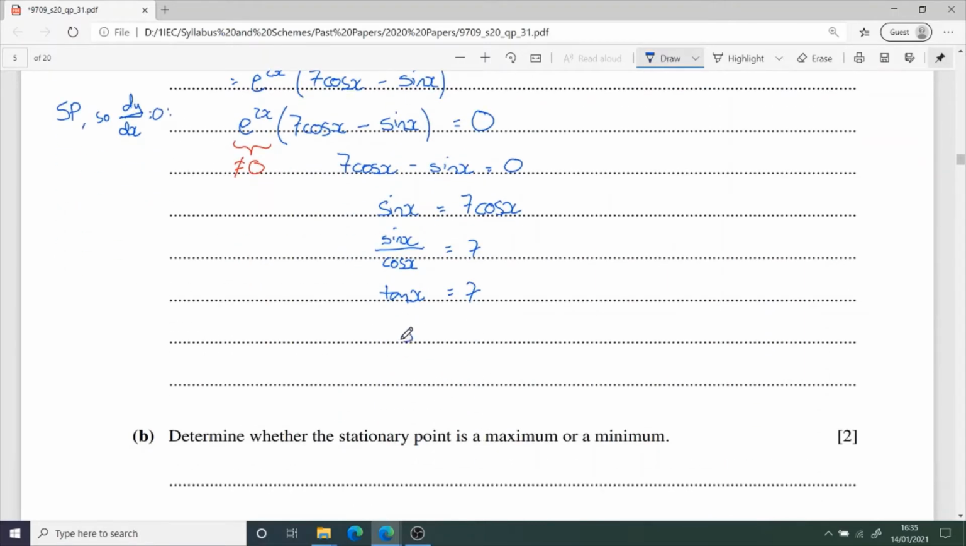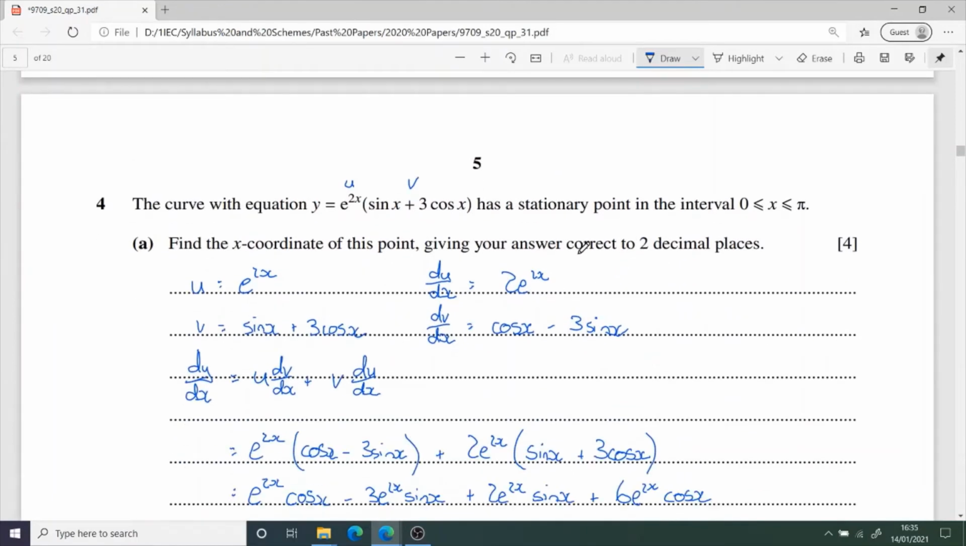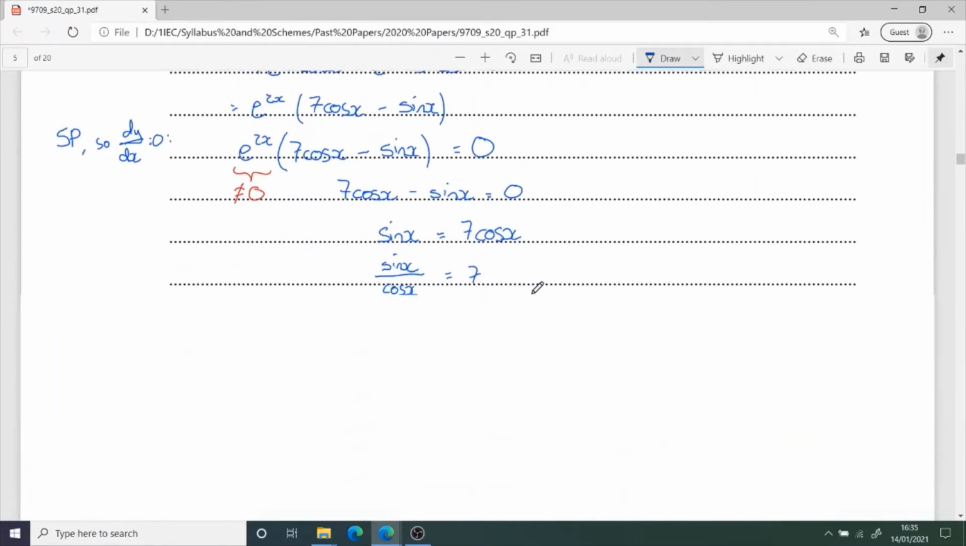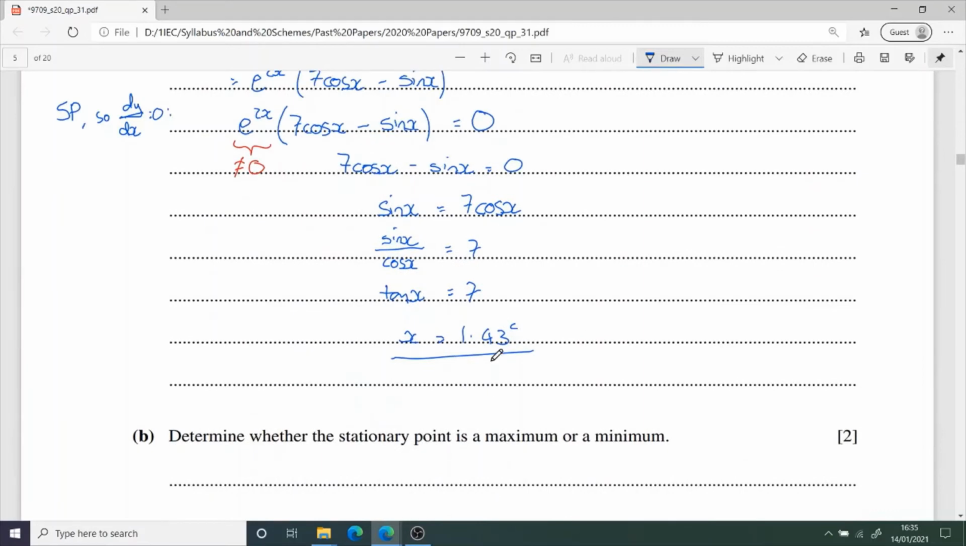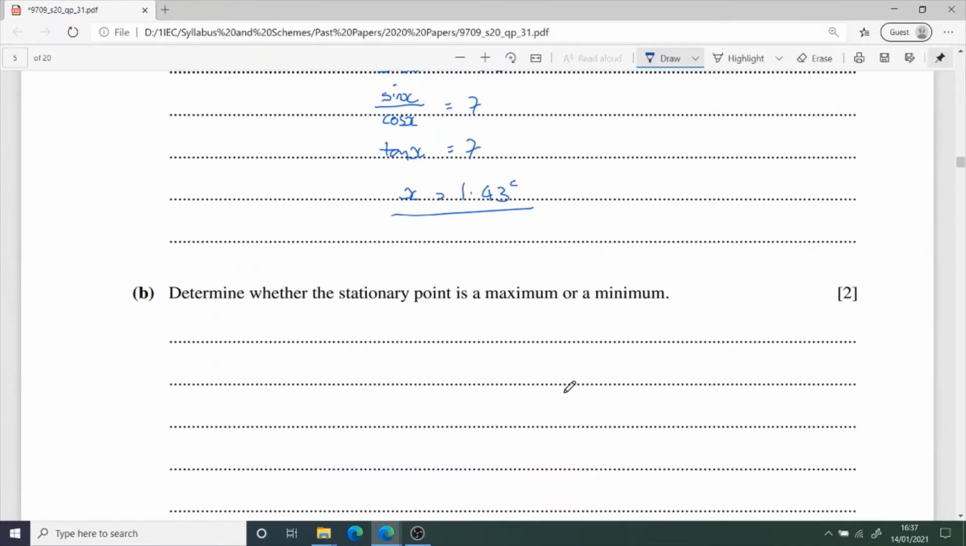And we get x is equal to 1.43. Radians should be 3 significant figures. So 1.43 radians. Let's just double check the question. It does say 2 decimal places, but that is also 2 decimal places, so we're fine. So x is 1.43.